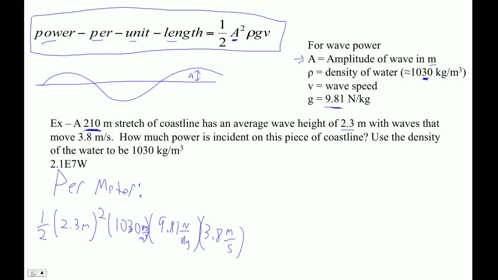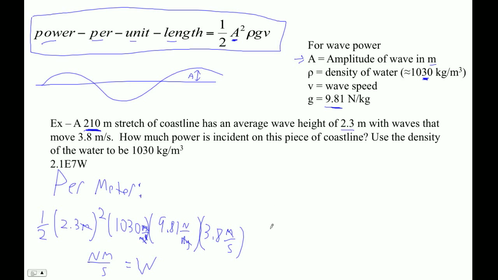Now if you look at these units, this is meters squared. It cancels all but one of those. That meter cancels that one. Kilograms cancels kilograms. You get newtons per second, which is like, what is that? But remember, that's per meter. To get the power, you've got to multiply by meters, so you'd end up with newton meters over seconds. So that's a joule per second. That's a watt, which is what it should be.